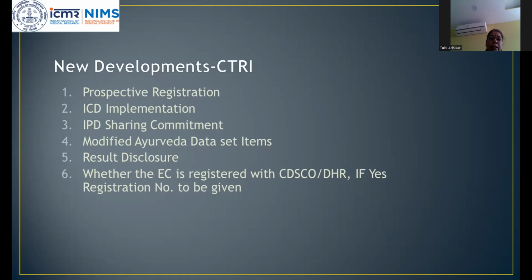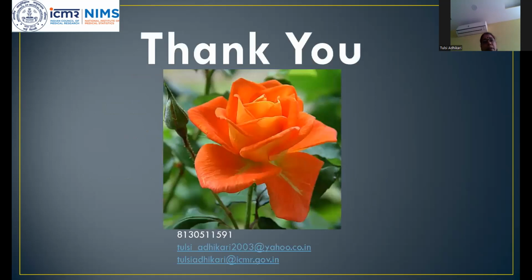Then whether the EC is registered. Now, this is actually a recent development. We have entered 2 data set items regarding the EC, your ethics committee: whether it is registered with CDSCO or DHR, yes or no, and if it is registered, what the registration number of the EC is. It is not mandatory yet to register, but after some time, definitely it will be mandatory. So all ECs should be registered with either CDSCO or DHR. So thank you.